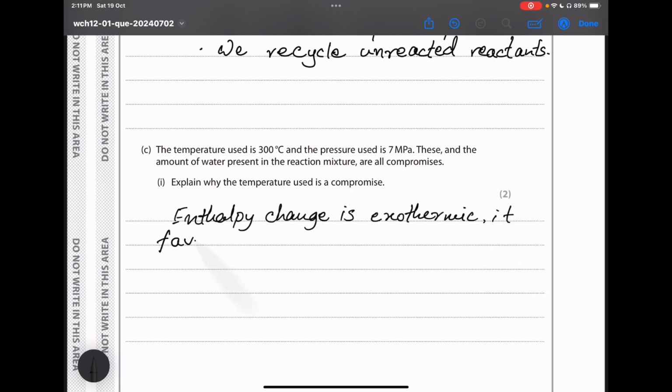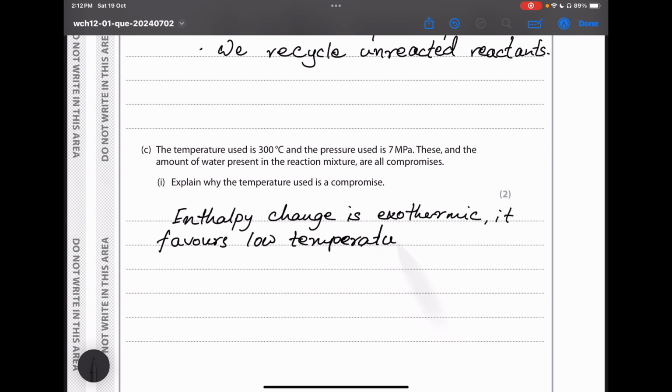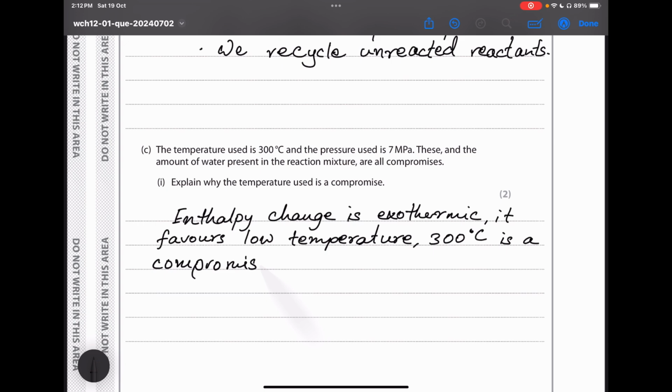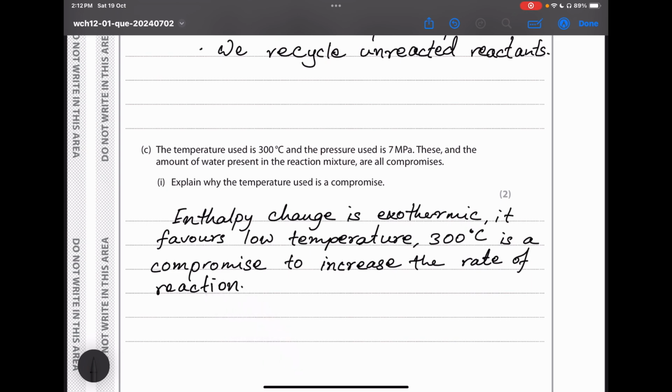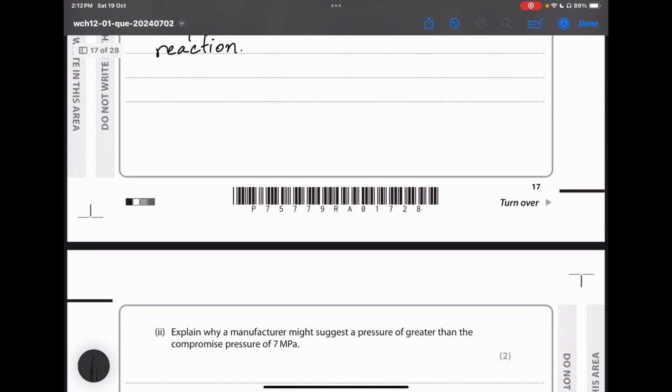It favors low temperature. 300 degrees Celsius is a compromise to increase the rate of reaction. Because we want to get a fair amount of ethanol from these mixtures very fast, right?